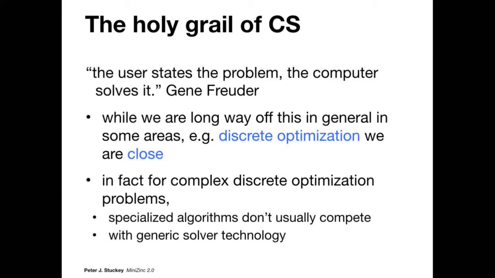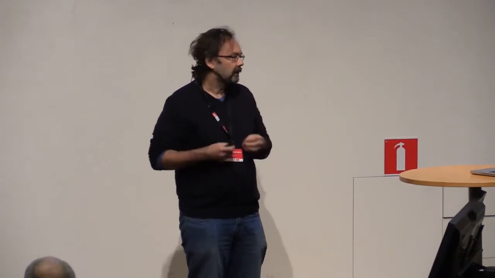But in some areas, and what I want to try and convince you today is that in the area of discrete optimization, we're getting close, or at least closer. I'm not going to tell you that we can solve all discrete optimization problems. That's never going to be possible. We can solve a lot of complex discrete optimization problems very simply just by stating the problem effectively and then allowing specialized algorithms, generic solving technology, to tackle that problem. And then I want to sell my special sauce about how you do that.